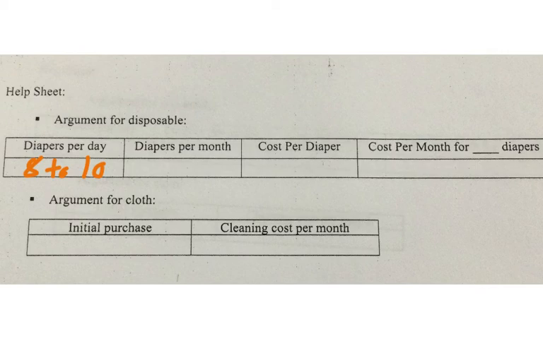All right, so if we had to get an estimate, how many diapers per month would that be? How many days are in a month? Let's go with 30. So the diapers you would use in a month would be between 240 up to 300. You could do 8 times 30 to get 240, and then 10 times 30.